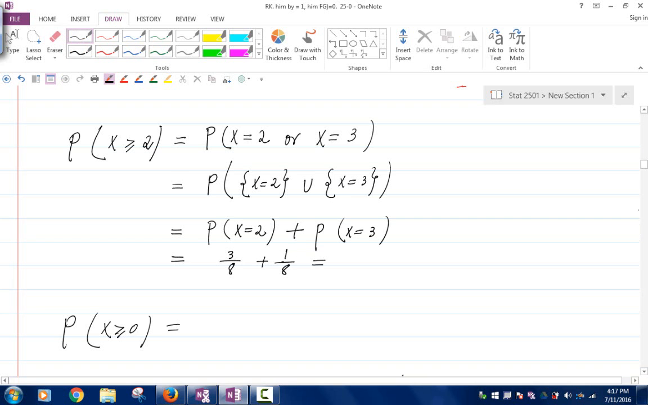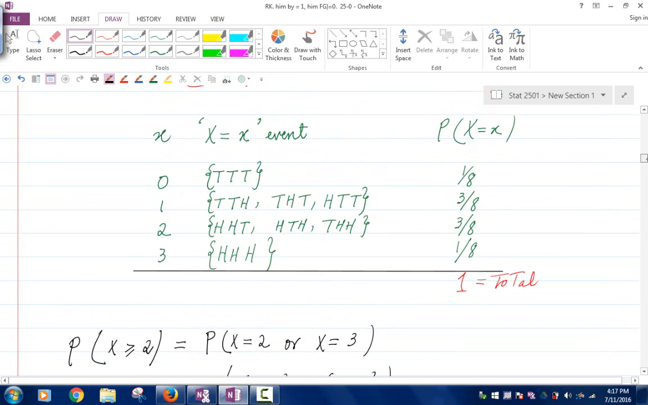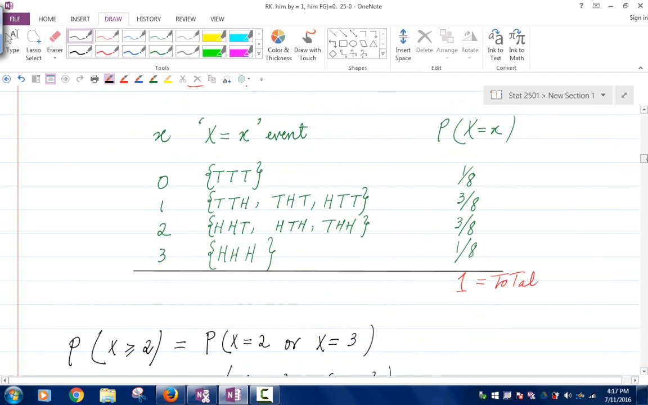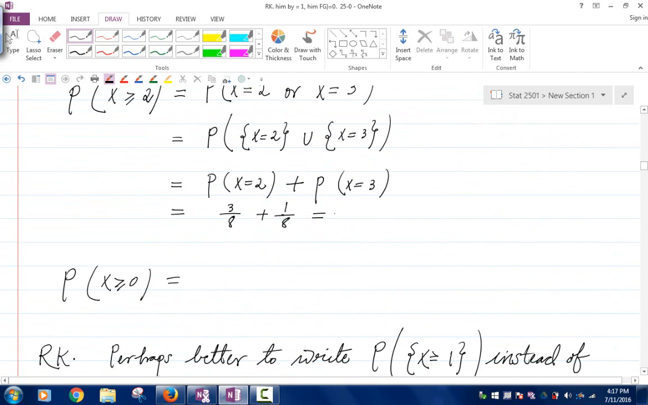Again, I am basically getting those values from the above table. The probability that X is 3 is 1/8, X is 2 is 3/8, which is going to give me a half.